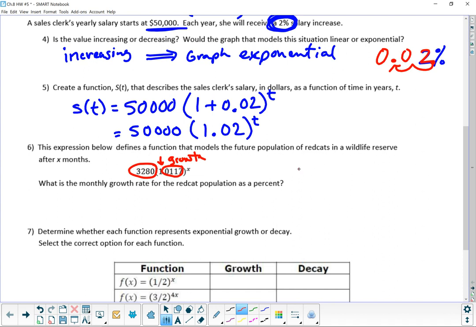So let me write that down. It's 0.0117. And that number, 0.0117, that's a decimal. If I turn it back to a percent, that means I can move it 2 places to the right. So my number will be 1.17, and this will be percent. What's the monthly growth rate for the red cat population? Okay, we'll say growth rate is 1.17%.